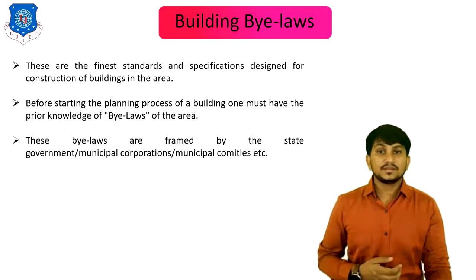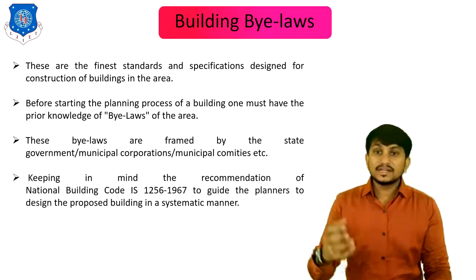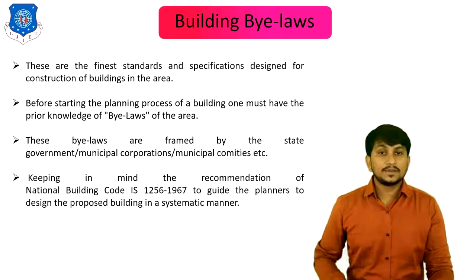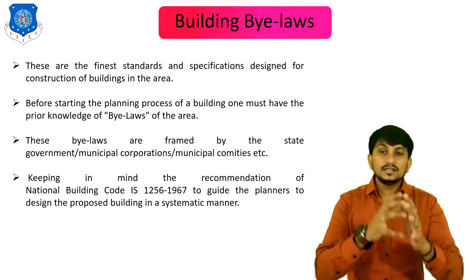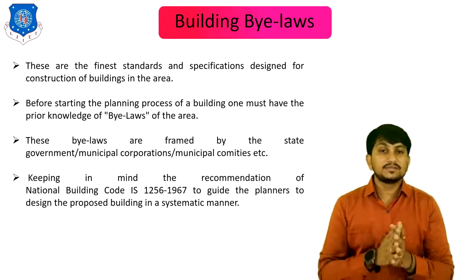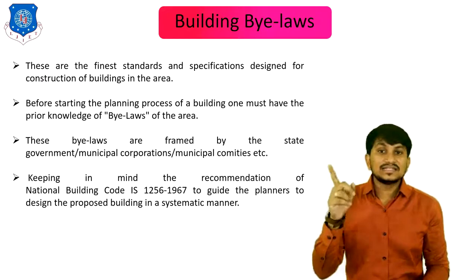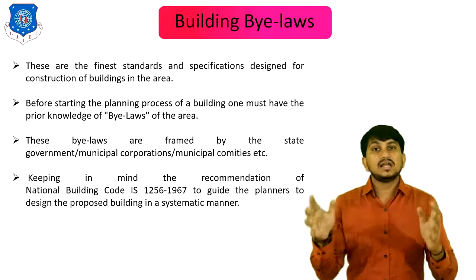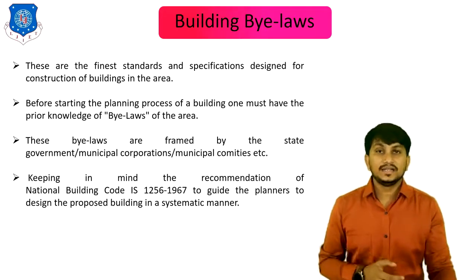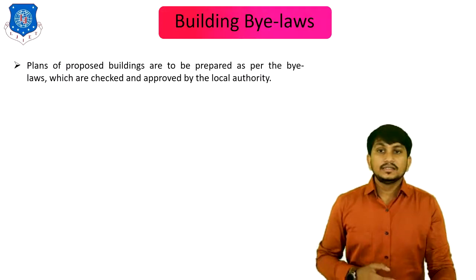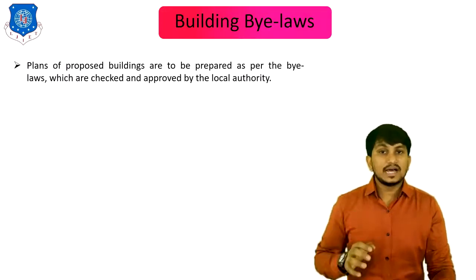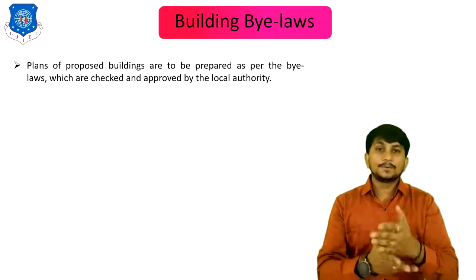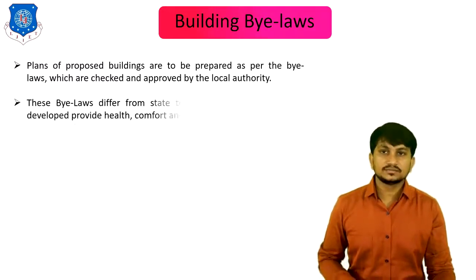like AMC, etc., keeping in mind the recommendation of the National Building Code IS 1256-1967 to guide the planners to design the proposed building in a systematic manner. So IS 1256-1967, which is the National Building Code, is the reference for all building bylaws in all cities in India. The plans of proposed buildings are to be prepared as per the building bylaws of that city, which are checked and approved by the local authority of the city.